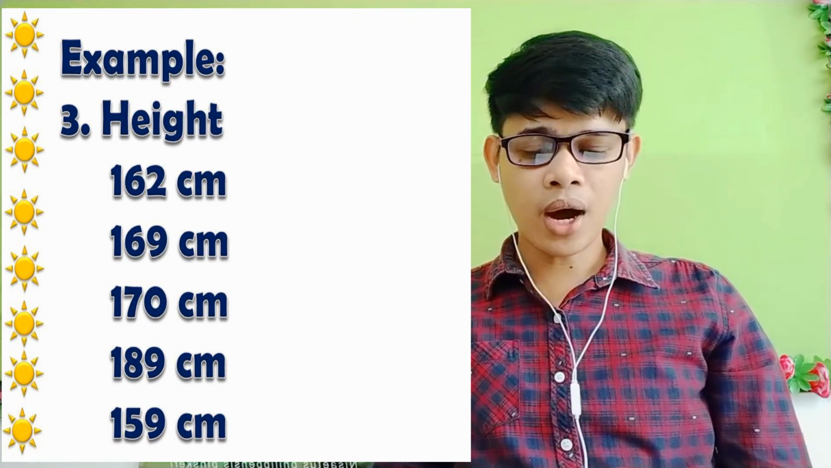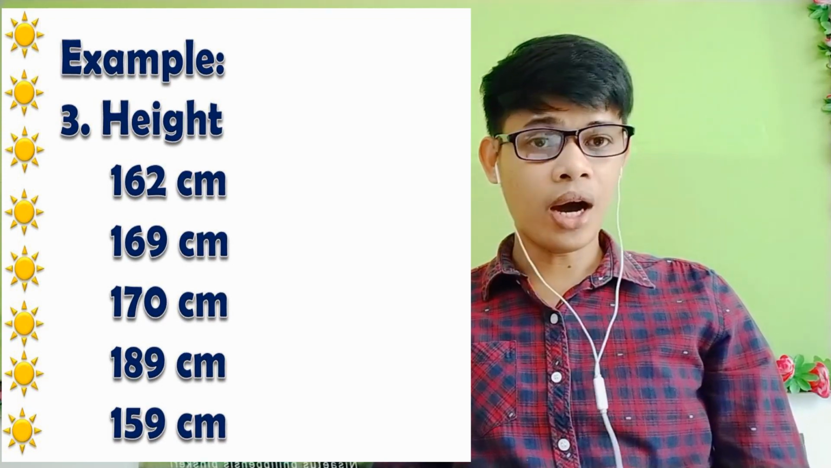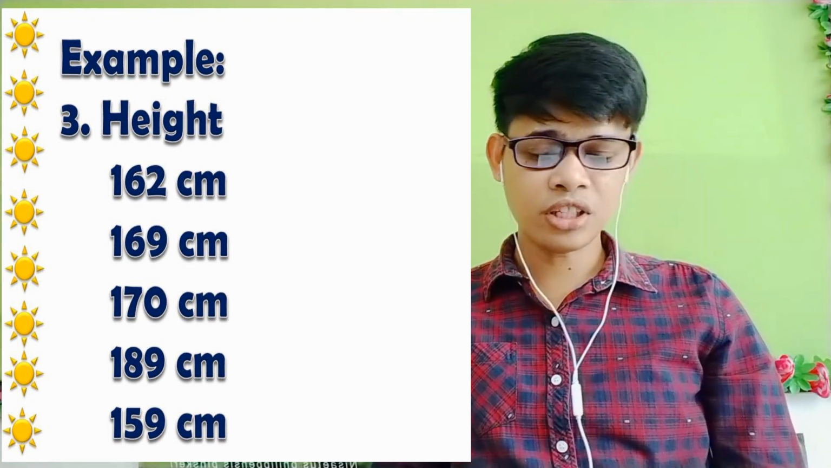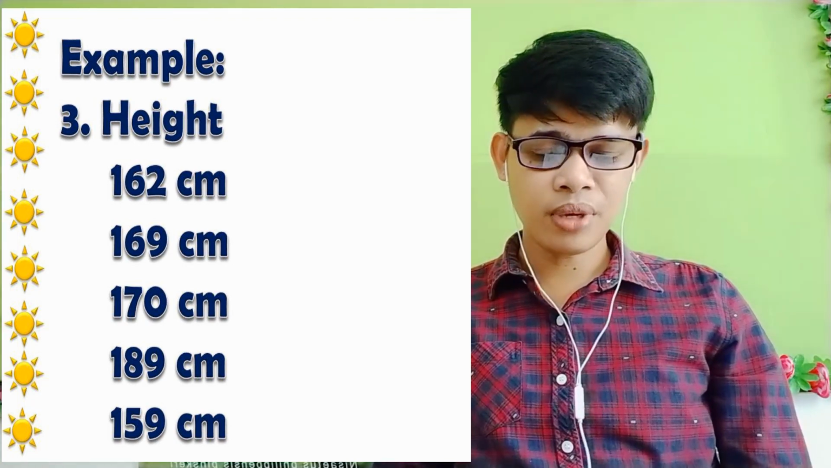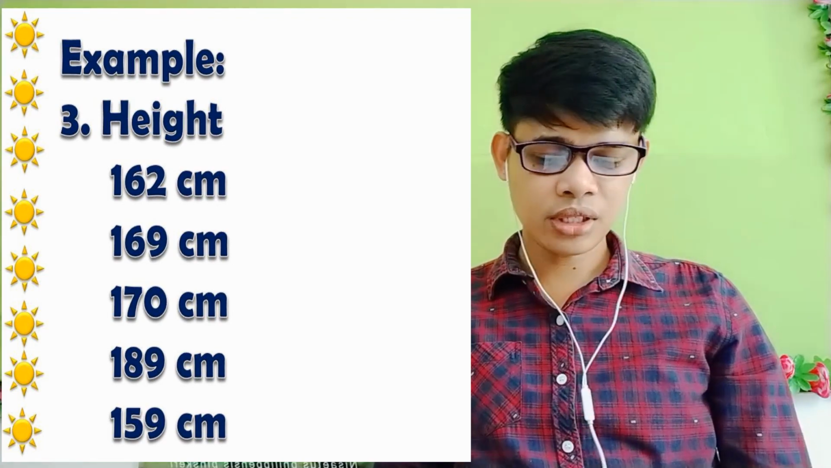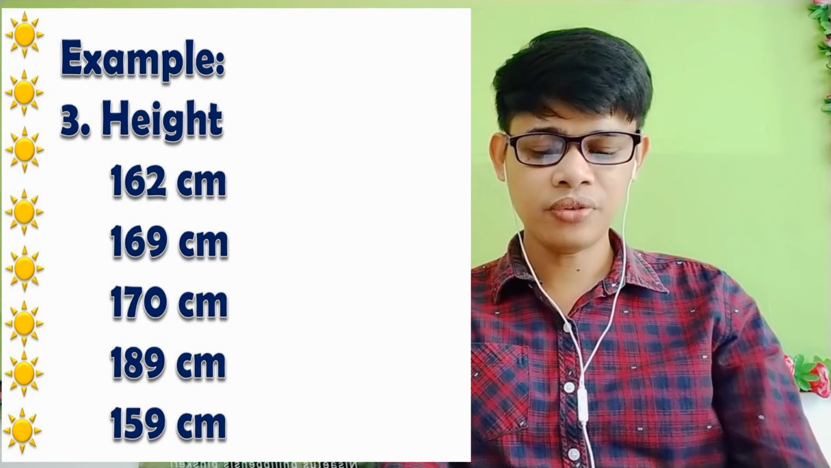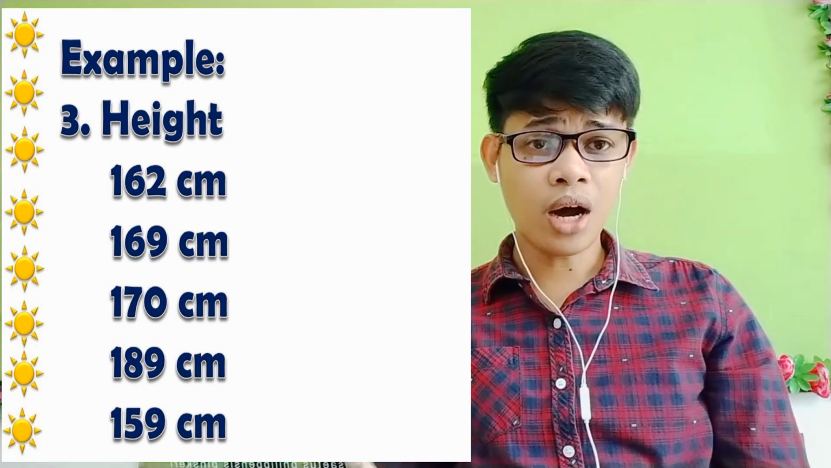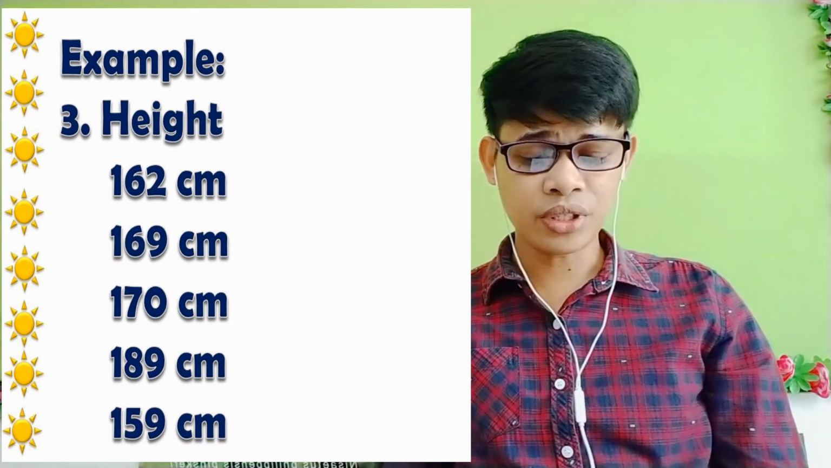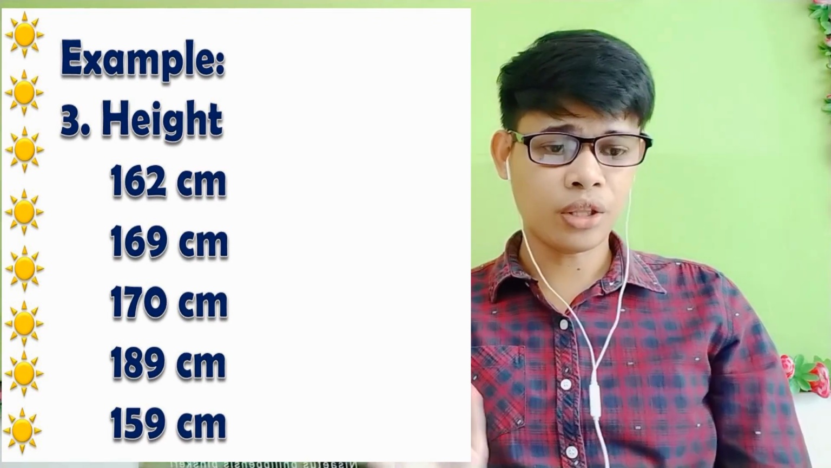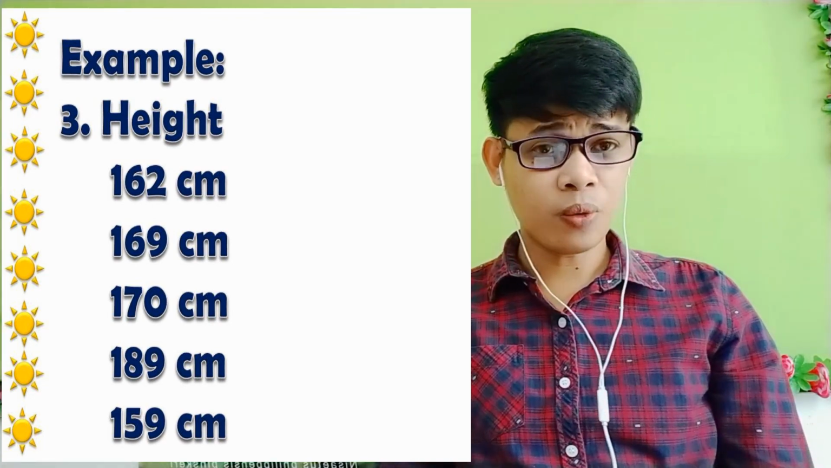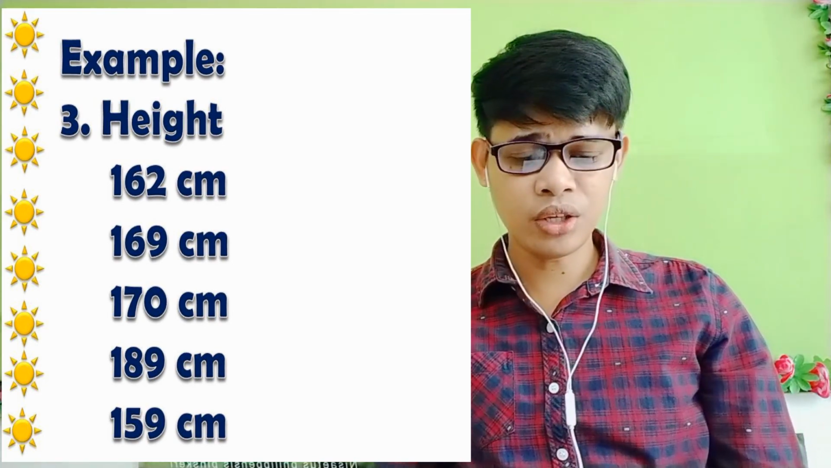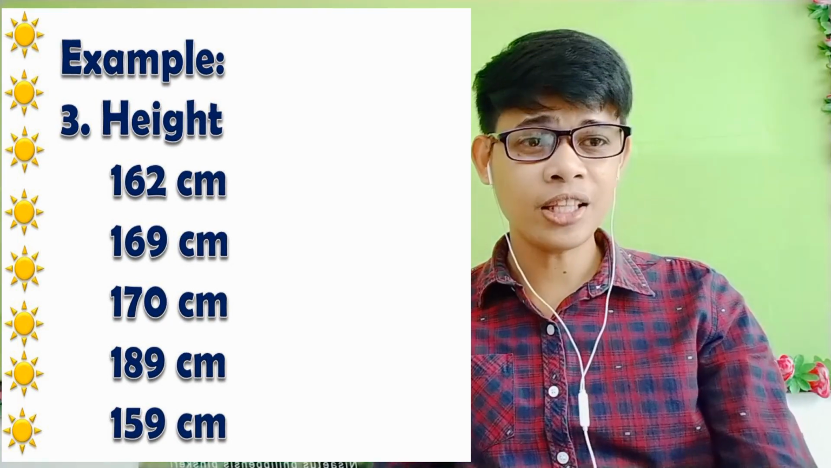And it varies from one individual to another one. Just like, for example, we have here categories of height. We have 162 centimeters, 169 centimeters, 170 centimeters, 189 centimeters, and 159 centimeters. So height here is a research variable because number one, it is a characteristic of a person, and it varies from a person to another person. And one tip, you can say that the term you are dealing with in your research is a variable if it has categories. Okay?